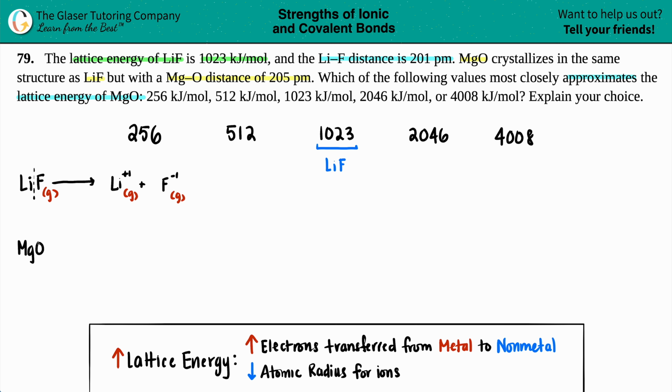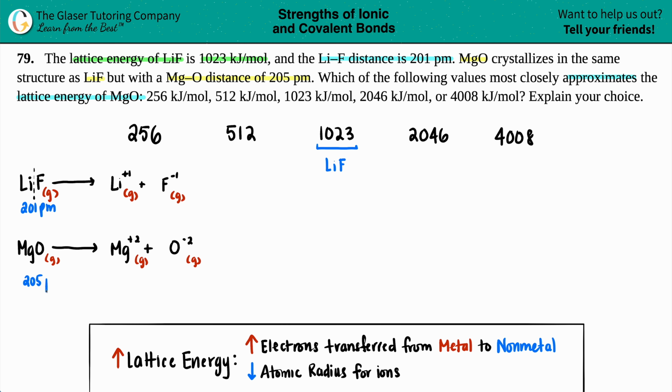Now let's just do the same thing for the magnesium. So MgO will break up into magnesium plus oxygen. And magnesium is in group 2, so that's a plus 2 charge. Oxygen is a minus 2 charge because it's in group 16 or 6A, and gases all around. Now, they did say that the distance for LiF was 201 picometers, and the distance for magnesium oxide was 205.